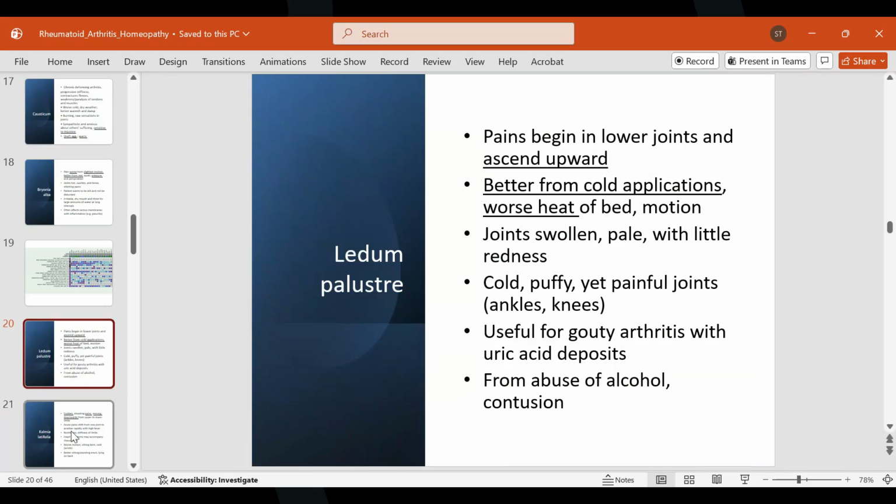And you'll see maybe, oh, I'm better with cold. At first with Arnica, they don't want anything on, hot, cold, no, nothing. It's just motion is worse. They want to lie still. So better from cold, worse heat of the bed, worse motion. It says joints swollen, pale, a little red. I don't find that. Sometimes it cannot be cold and still you can use Ledum. Cold, puffy, painful joints. Like I said, gouty arthritis. And gout, you think of people with alcohol, but can also be from injury.